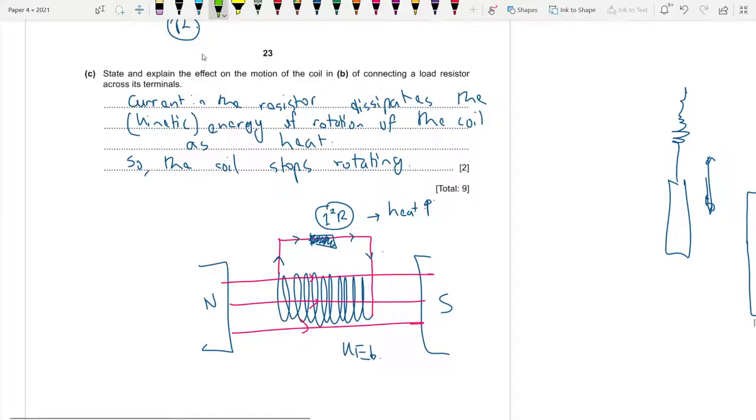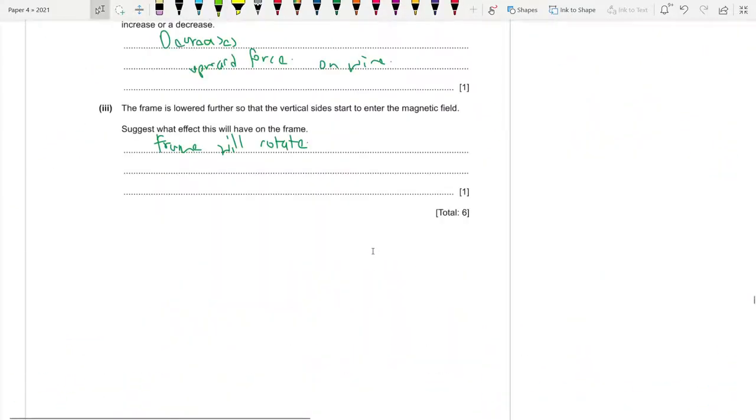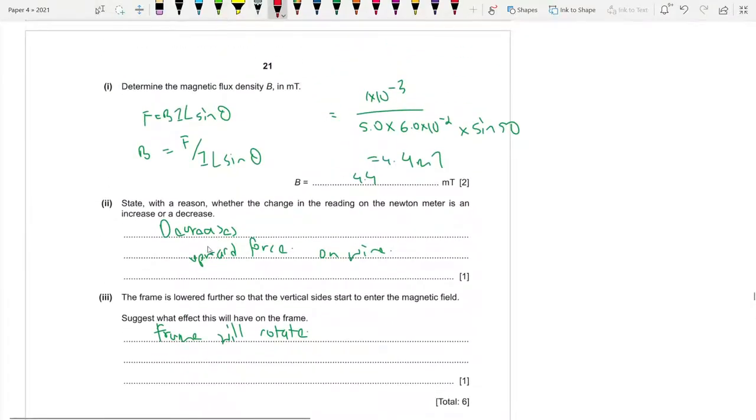You could go for: the current in the coil results in forces that oppose its rotation, followed by this line. This is a common line. Also, I missed a point in the last question. I didn't write some extra points.